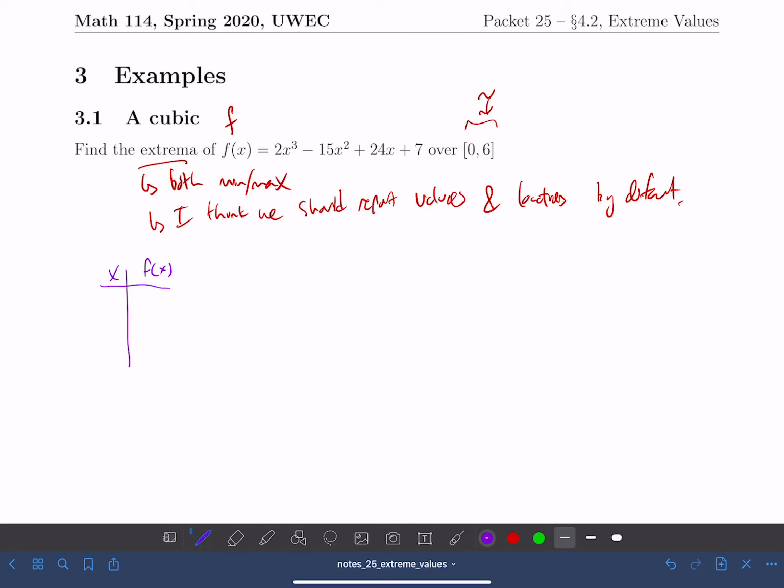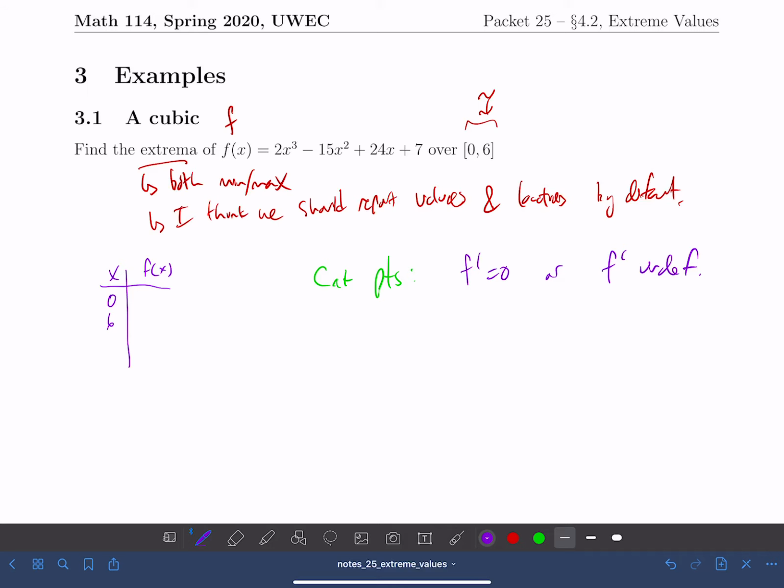I prefer f of x there as opposed to the label y, because here it tells me what I'm going to do. I've got to evaluate my function, right? X is going to go into f to produce those values. Our interval is from 0 to 6. I'm just going to put those boundary points in right away. Now we need the critical points, that's going to be where f prime equals 0 or f prime is undefined.